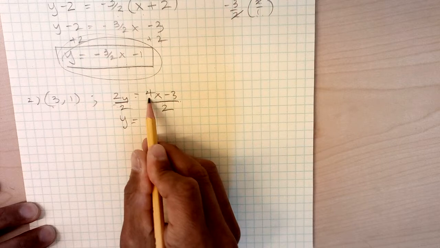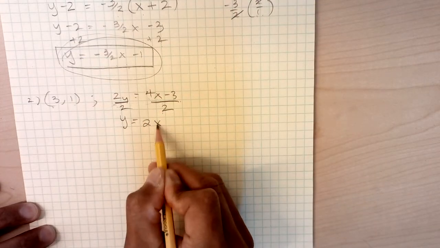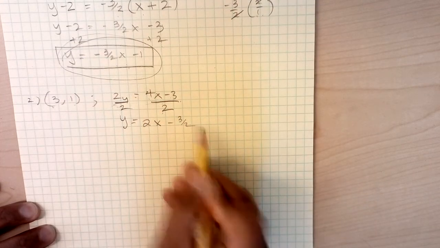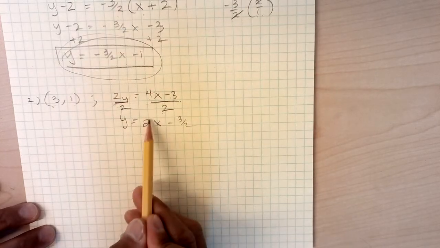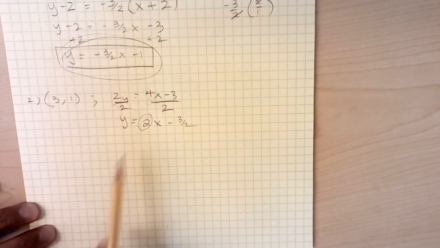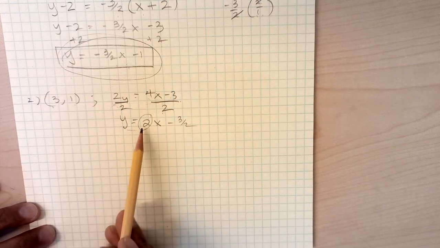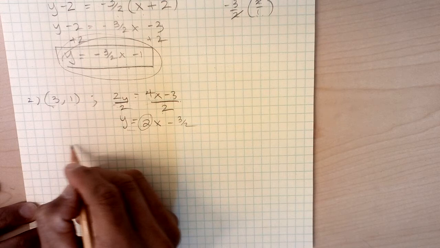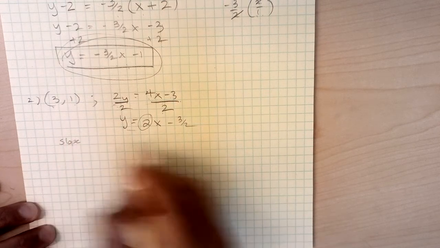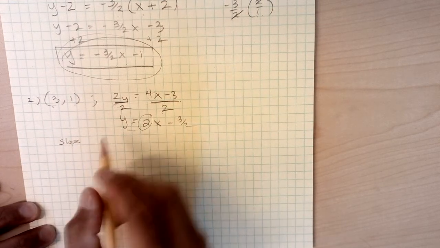y is equal to 4 divided by 2 is 2, 2x, and then minus 3/2. I'm just going to leave it like that. You can write it as minus 1.5, but here's what we're concerned about, the slope. The slope of this line is 2, or 2 over 1. So we want the opposite reciprocal of that. Slope of a line perpendicular to this is negative 1/2.